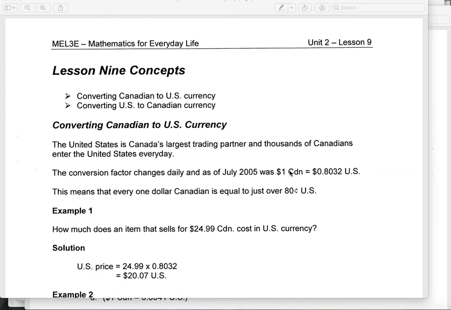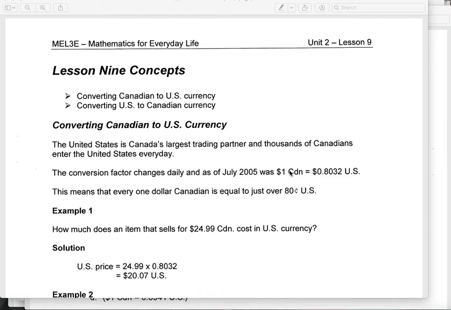About converting Canadian to US currency and converting US to Canadian currency. So just kind of moving back and forth between the different types of currency that you would probably use somewhat regularly. So converting Canadian to US currency.